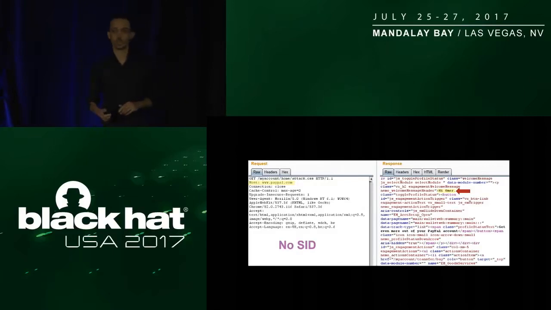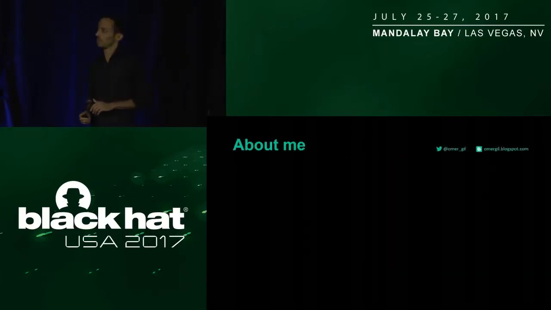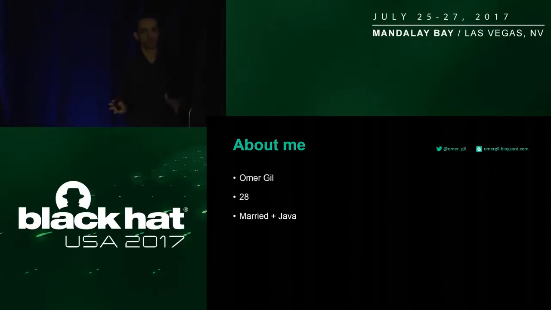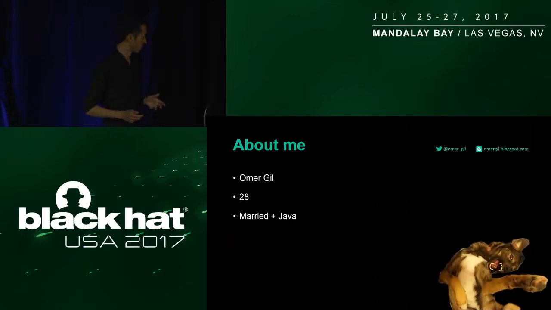So just before we begin, let me introduce myself. My name is Omer Gil. I am 28 years old, and I am married plus Java. Now, don't worry, you didn't miss a release of a new web framework. Java is our awesome 2-year-old dog.